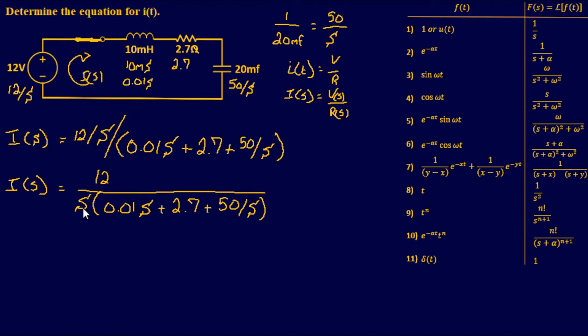What I'll do is I'll go ahead and move this S and multiply it inside this equation right here. So it's going to equal 12 divided by, it's going to be 0.01 S squared plus 2.7 S plus, and this is the great part, S times 50 over S. Well, the two S's will cancel out, so that's going to give you 50.